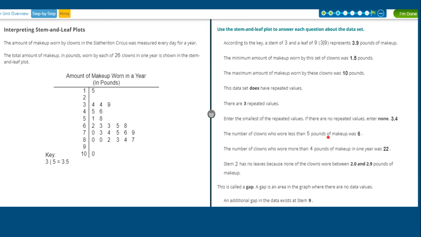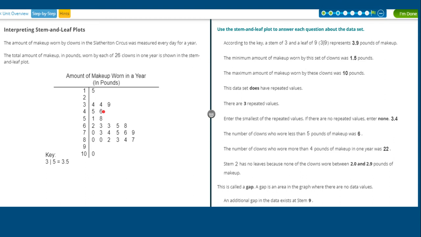Now, guys, let's look at this because I missed this one because I wasn't slowing down and thinking about it. How many clowns wore less than 5 pounds? So you got this one is 1.5, so that's 1. 3.4 is 2. 3.4 is 3. 3.9 is 4. 4.5 is 5. 4.6 is 6. Or did I miscount? I can't even count. Wait a minute. 1, 2, 3, 4, 5, 6. 4.6 is 6. So that's the 6 one.